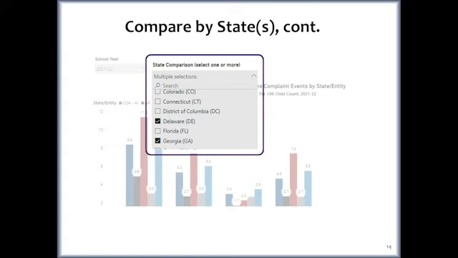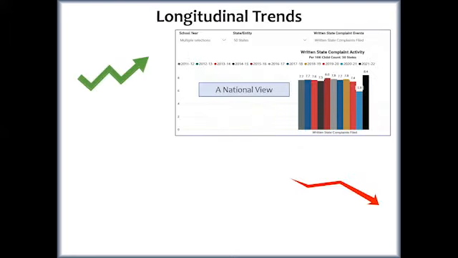Next, I will discuss how to examine longitudinal trends. The database includes data from 2004-2005 through the most available current year. This comprehensive data set offers the opportunity to identify trends over time.